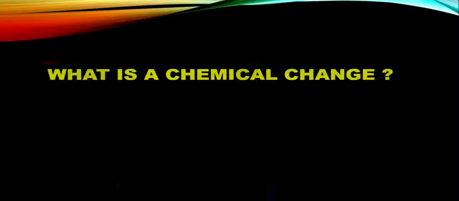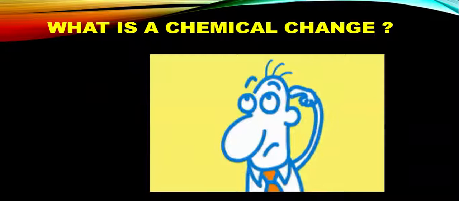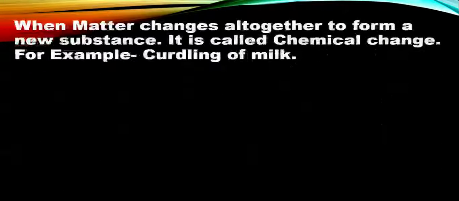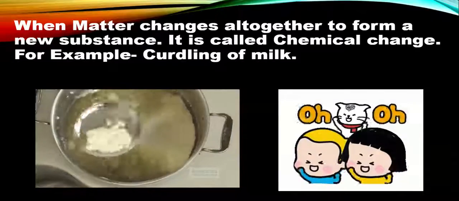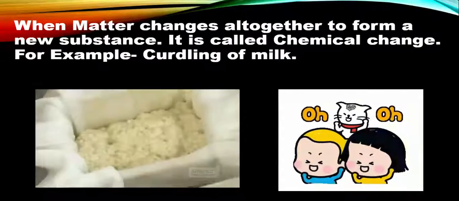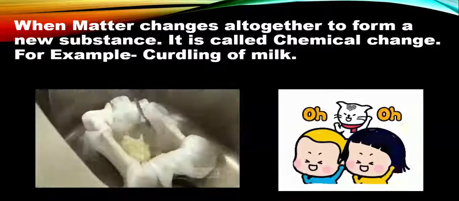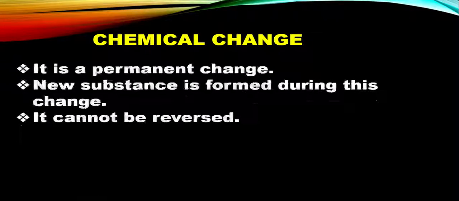Okay, now children, let us discuss about chemical change. Do you know what is a chemical change, children? Children, when matter changes altogether to form a new substance, it is called chemical change. For example, curdling of milk. Children, chemical change is permanent and a new substance is formed and it cannot be reversed.